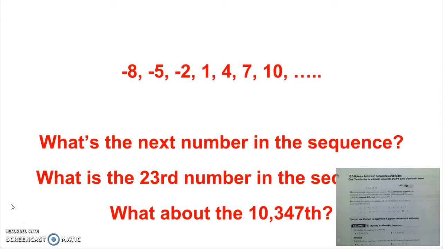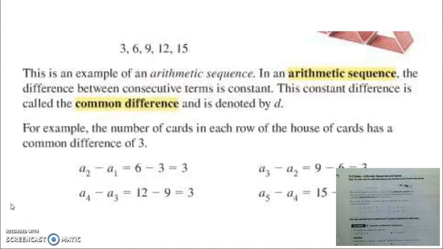But if we were asked for what's the 23rd number in the sequence, well, that would take a little bit. We could make a list of 23 numbers if we want to. It would take a little time. But what if we needed the 10,000th number? Nobody wants to make that list. So the question is, do we have an easier, more convenient way of doing that?